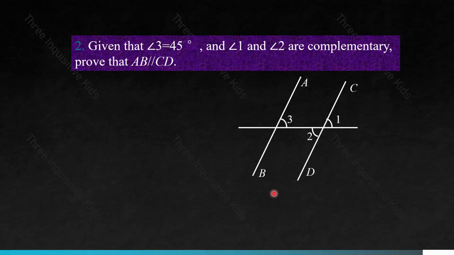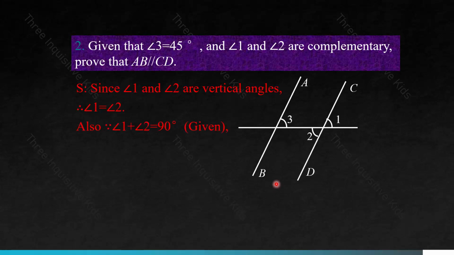Given that angle 3 is equal to 45 degrees and that angles 1 and 2 are complementary, prove that AB is parallel to CD. Again, complementary angles add up to 90 degrees. Let's solve this together. Since angles 1 and 2 are vertical angles, then we know that angle 1 is equal to angle 2. Also, because angle 1 plus angle 2 is equal to 90 degrees, that's given, we know that angle 1 and angle 2 are both equal to 45 degrees.